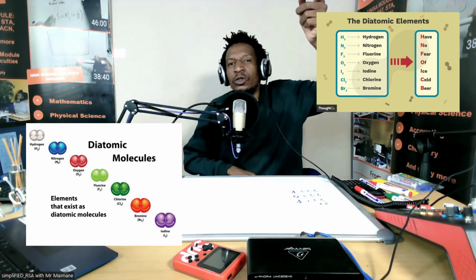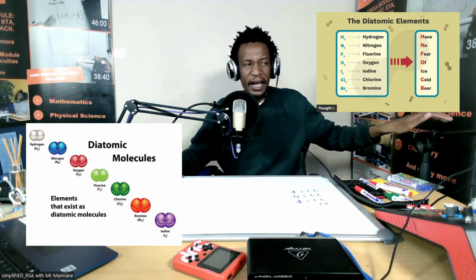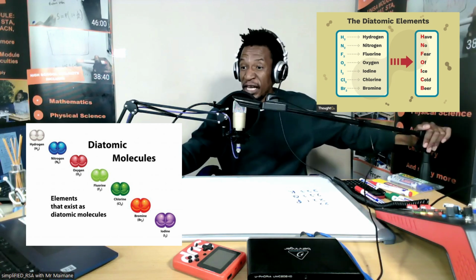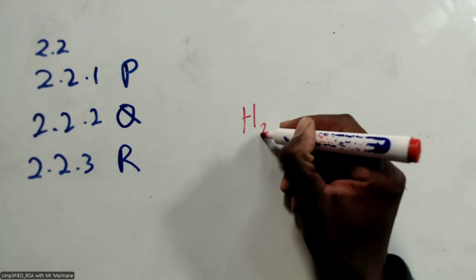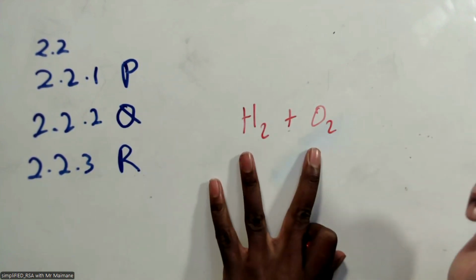So now you don't write hydrogen as H when you write, for instance, water, because hydrogen and oxygen are both diatomic. Let me just give a quick example. The formation of water is when hydrogen reacts with oxygen, right? This is how we get water.